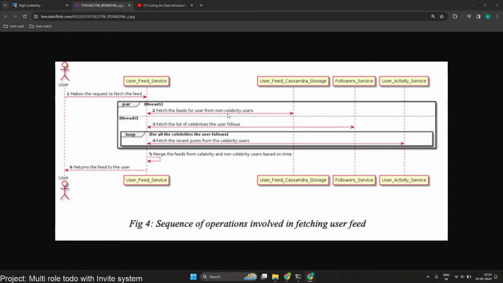Fetch the feed for the user from the non-celebrity users. Fetch the list of celebrity users the user follows. Make the request to fetch the feed. Fetch the feed for users from non-celebrity users. Fetch the list of celebrity users the user's followers follow.